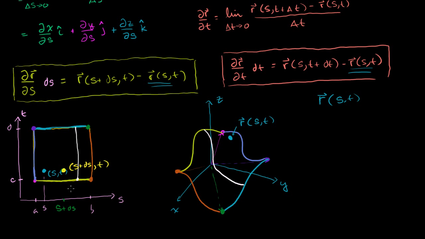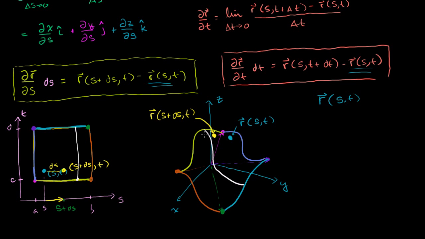And what is that going to get mapped to? Well, if we apply these two points in R, we're going to get something that maybe is right over there. And I want to be very clear. This right here, that is r of s plus ds, comma t. That's the point when we just shift s by a super small differential. This distance here you can view as ds.